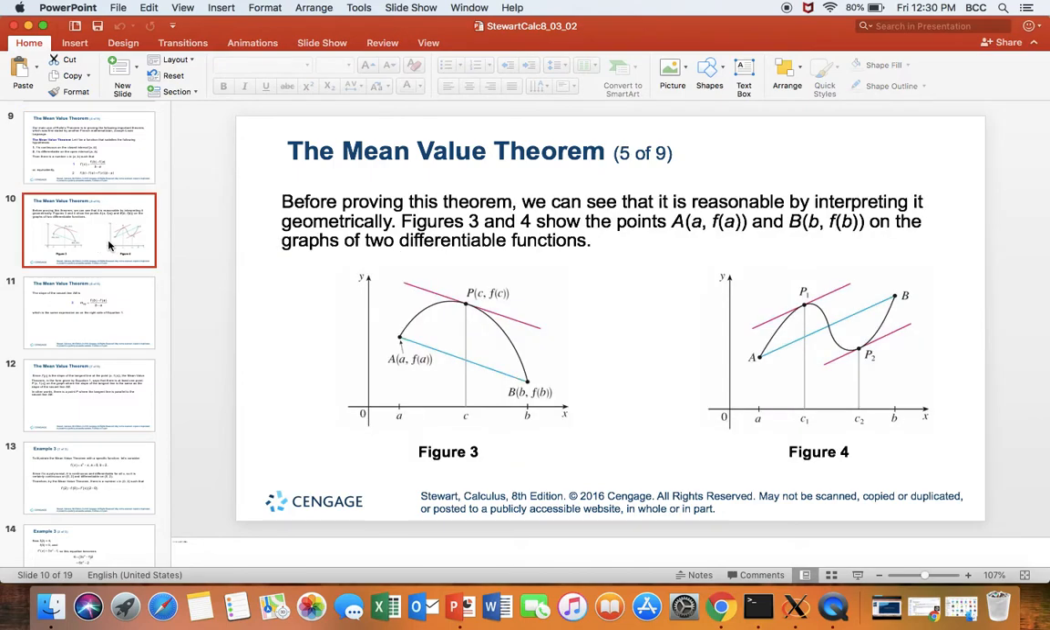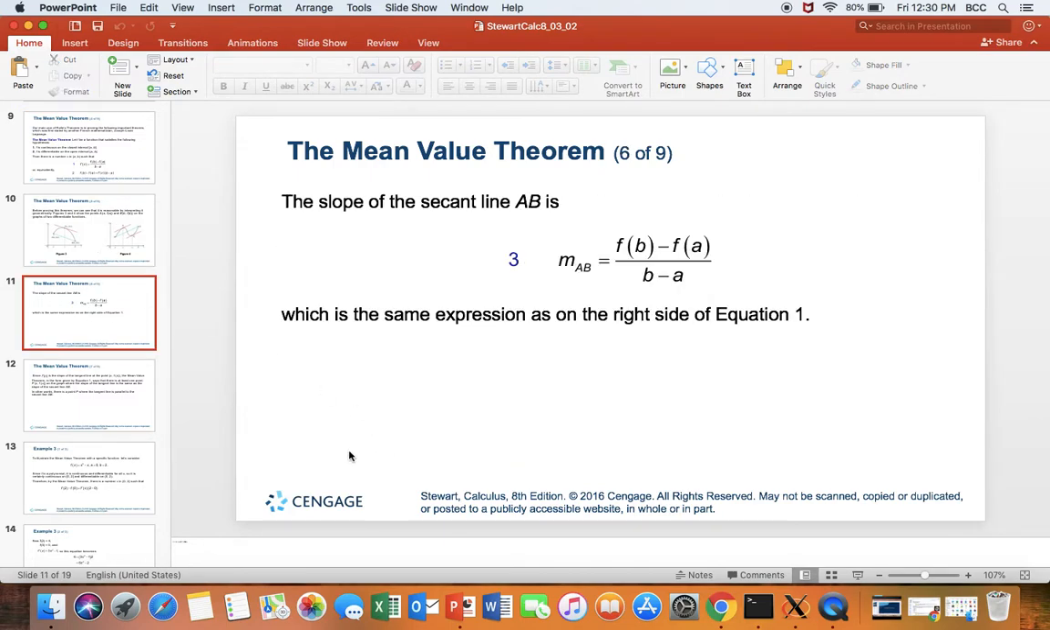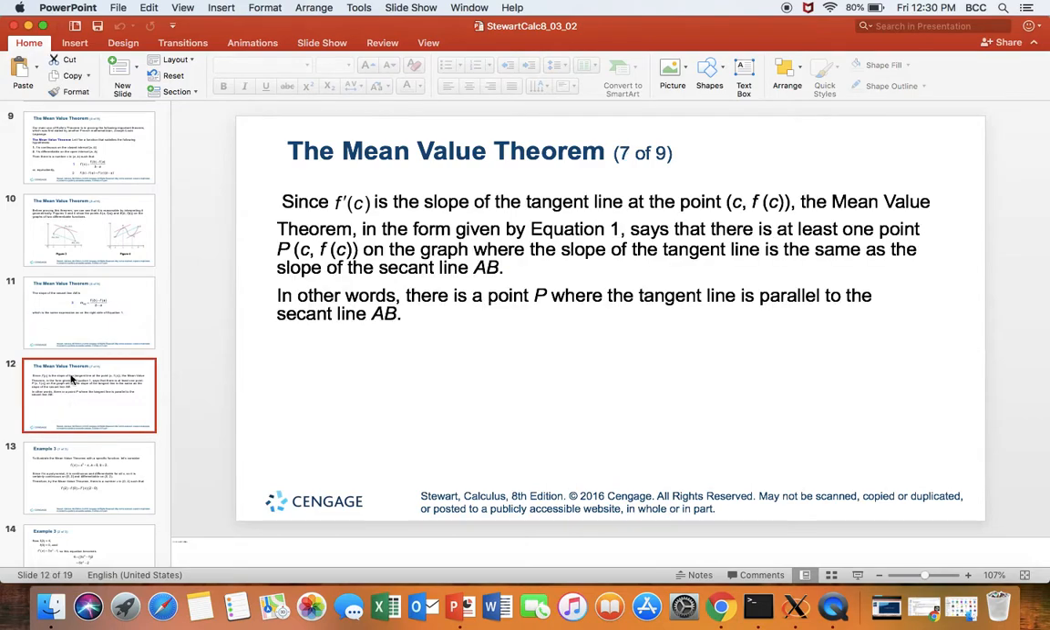So here were pictorial examples. This is the slope of the line segment joining the end points. Okay, we got that.